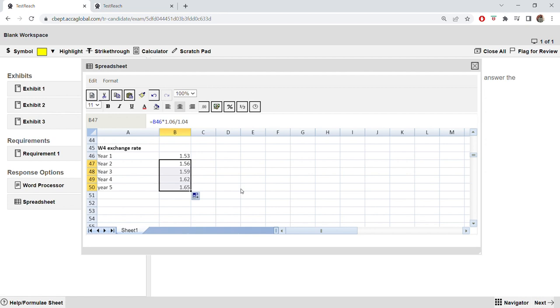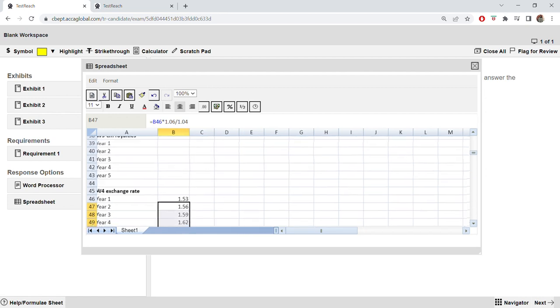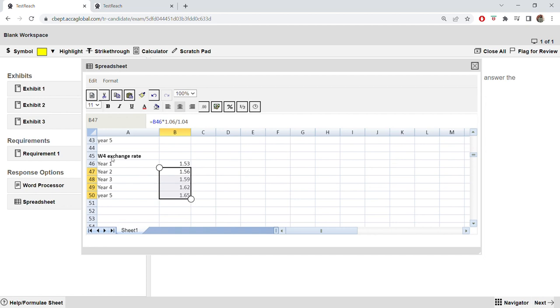Using this exchange rate, you will be doing working 3. Or what you can do is, even this you can keep as working 3 exchange rate. First you can calculate exchange rate and then you can do the royalty payment. That is also fine. No marks will be cut or anything by changing the working order.